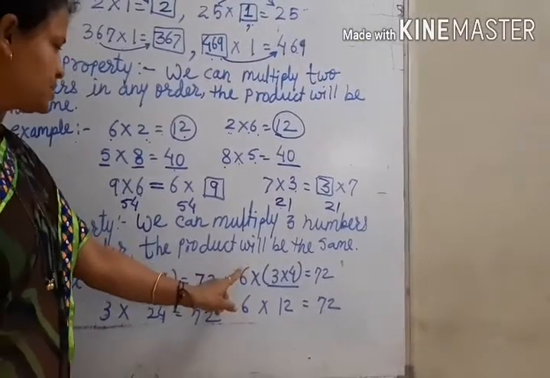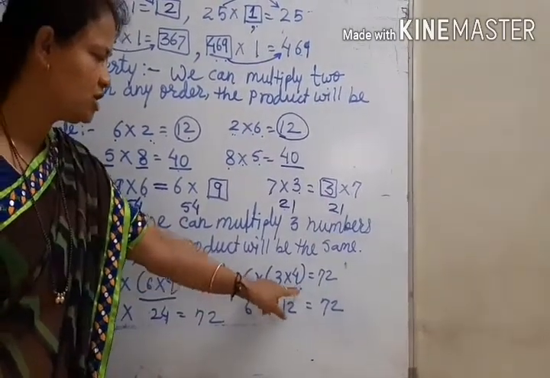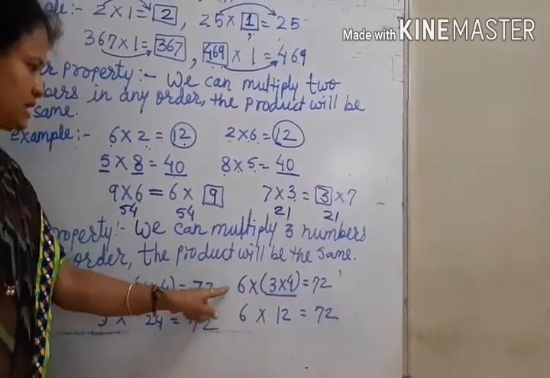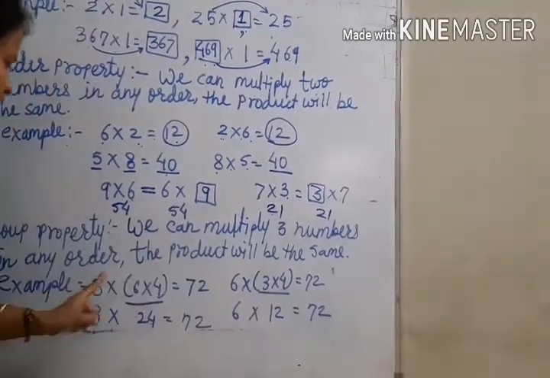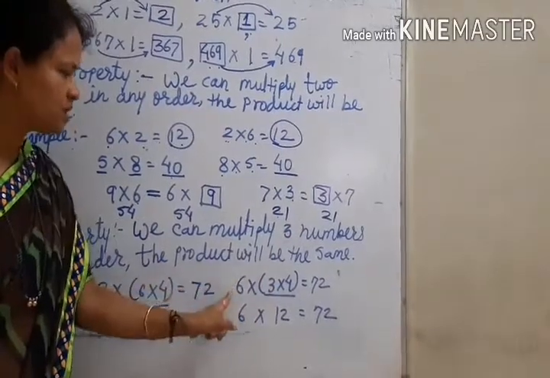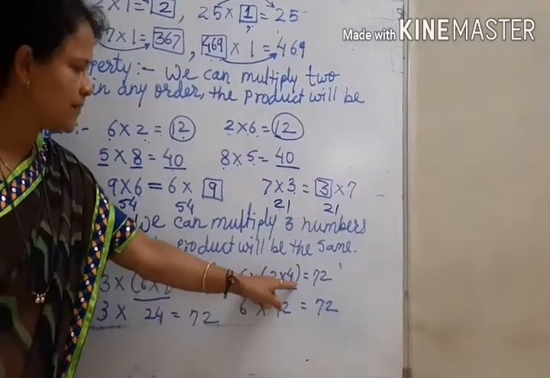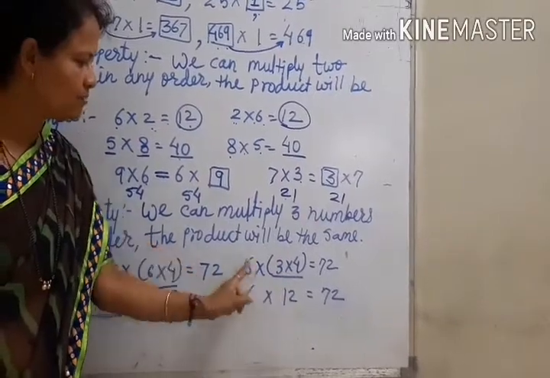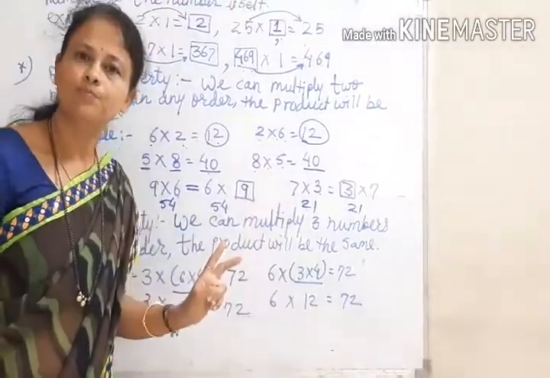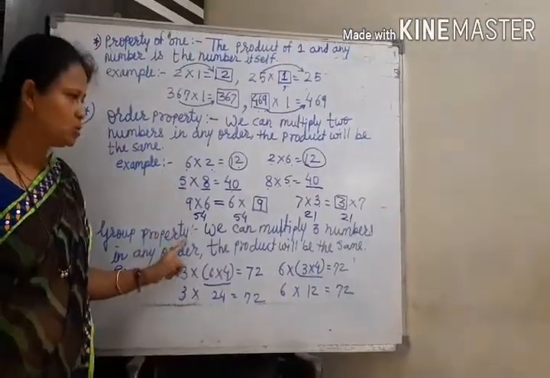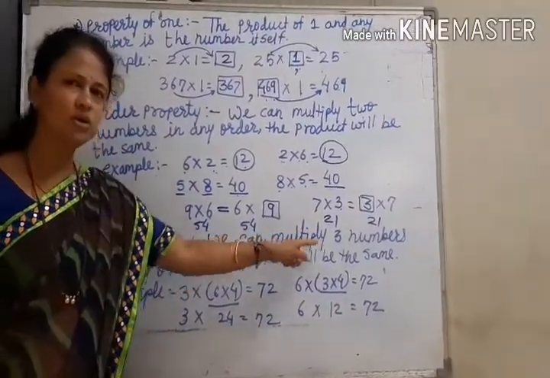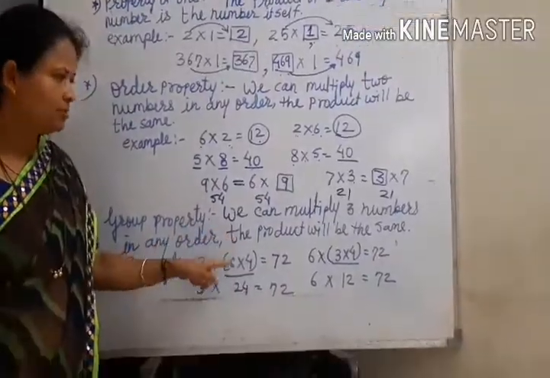The same we have done here. 6 is outside and the group is changed here. Numbers are the same, but we have just changed the order of the numbers. 6 multiplied by 3 into 4. Here also the numbers were 3, 6 and 4. Here also 6, 3 and 4. Same numbers are there. We have just changed the group. 3 4s are 12. We will take this 6 down. 12 multiplied by 6, we get the answer 72. So in this way, group property is also explaining the same. If we change the order of 3 numbers or the group, the product will be the same.